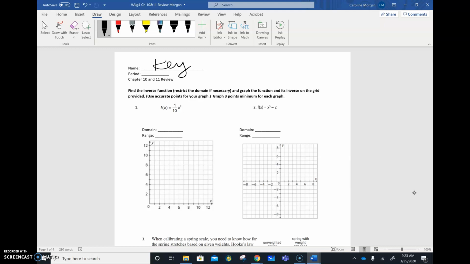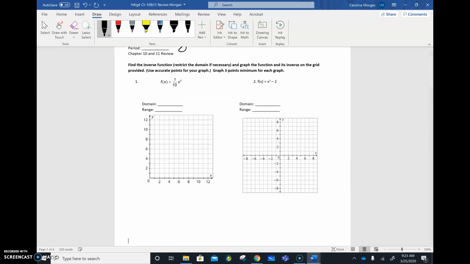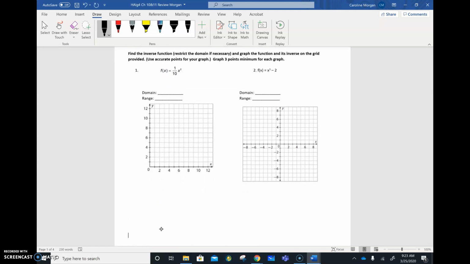So the first set of problems say find the inverse function, restrict the domain if necessary, and graph the function and its inverse on a grid. Now, truly, we need a little more room here, don't we? So I'm going to give myself a little more room. You don't have that when you're working on, well, if you're working on the tablet, you can do that as well.